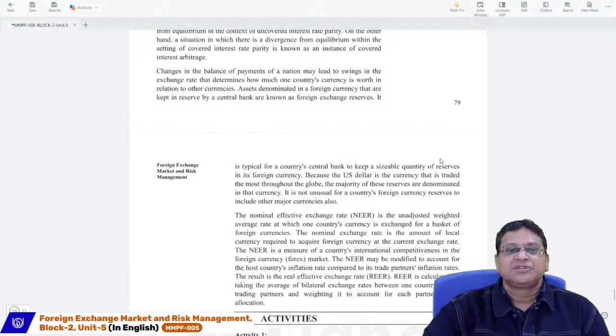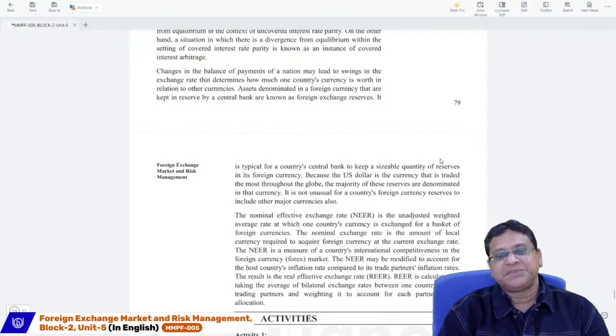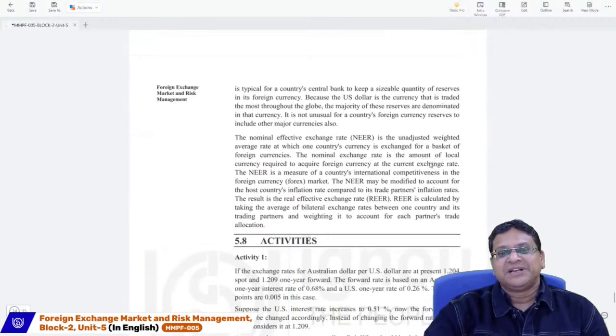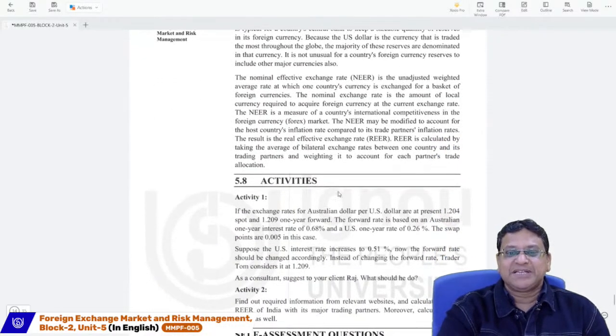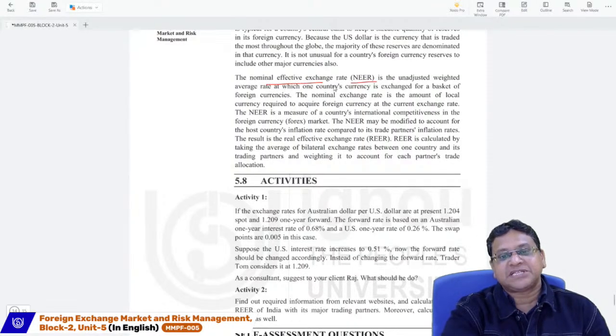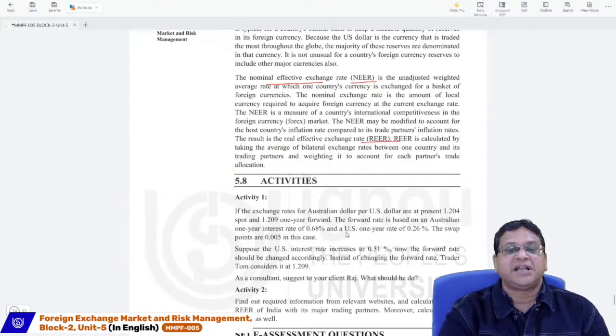Next, we have discussed something regarding currency reserve: what type of reserve we keep and what are the components of that reserve. At last, we have discussed the concept of NEER and REER. NEER means nominal effective exchange rate, and REER is the real effective exchange rate. We have solved some problems on how REER is computed in India.